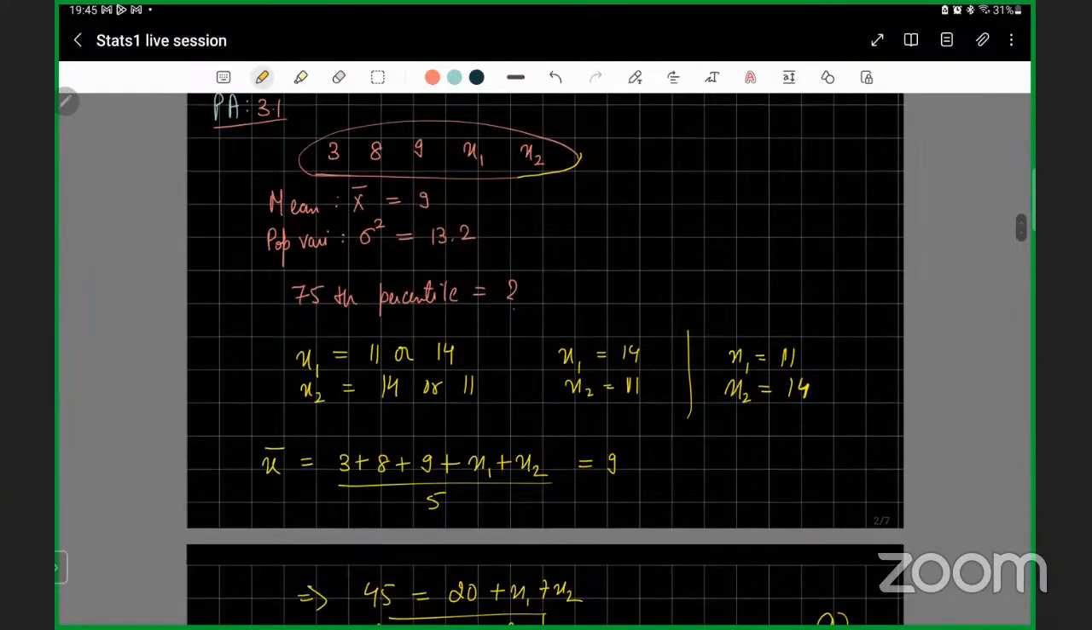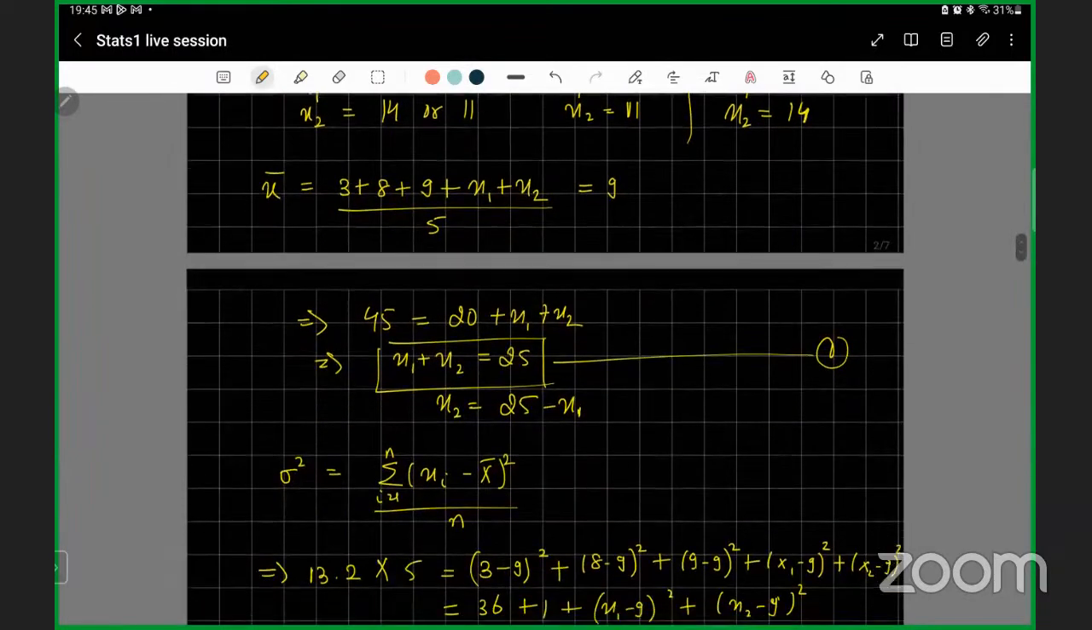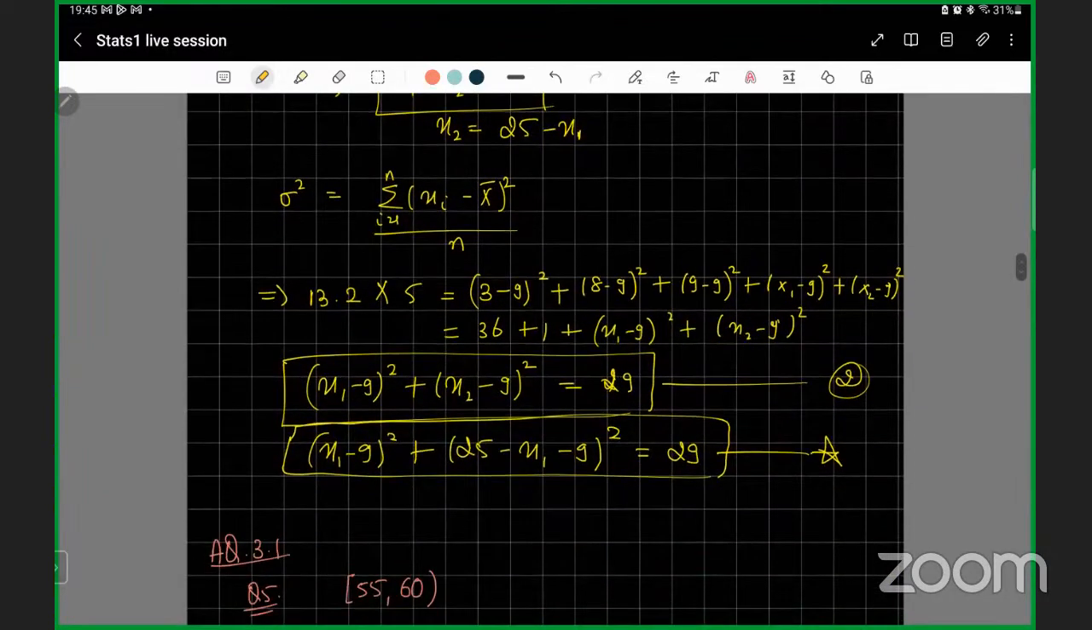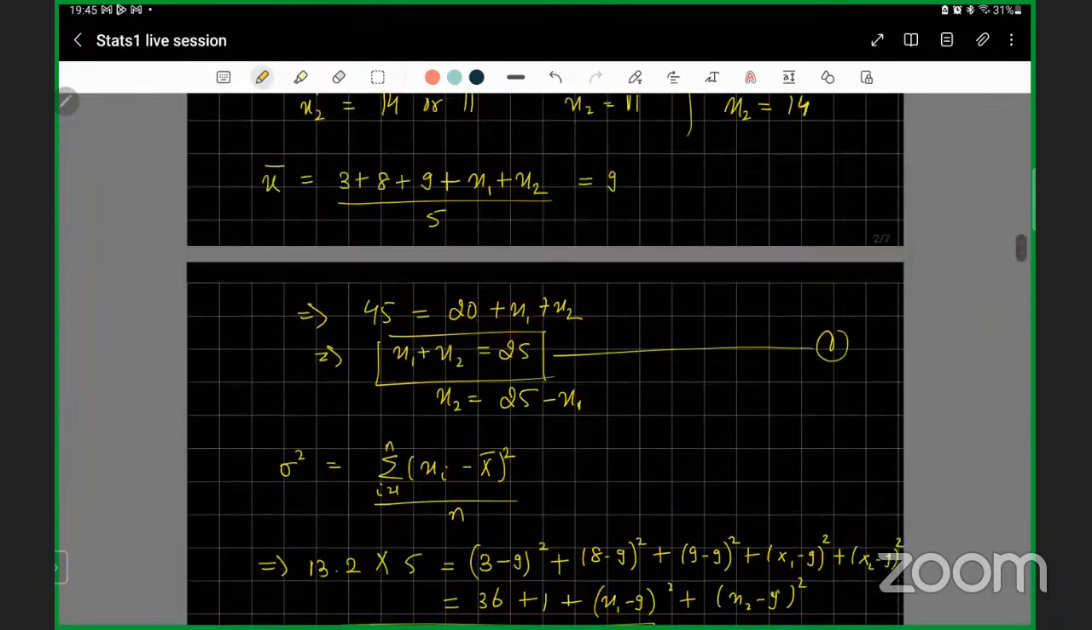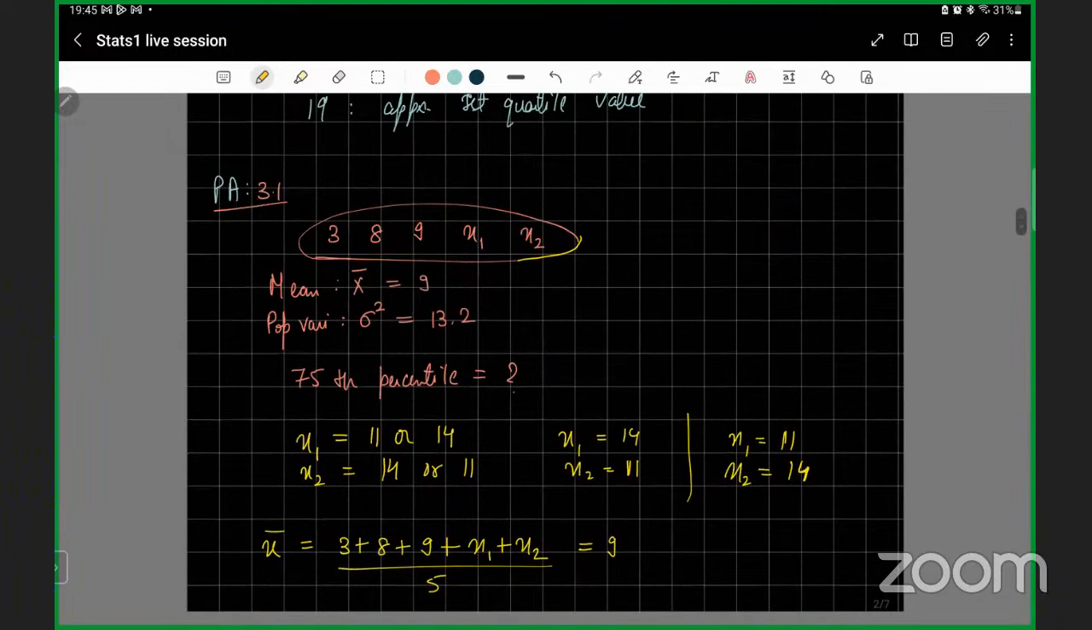The mean and sample standard deviation are given to you. Then use the mean and the sample standard deviation formula. If you solve it, you will get x1 and x2. You will get some quadratic equation, you get some value of x1 and x2, then you just find x1 minus x2. This is one of the problems in the practice assignment.